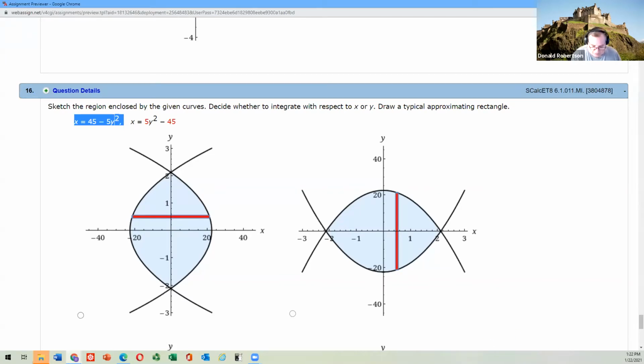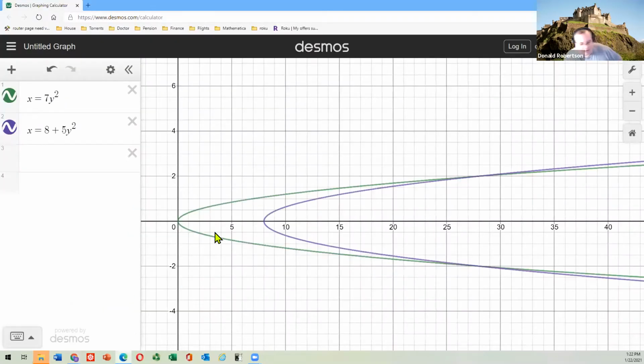I'm not sure if this is going to work. I hope it does. Are you looking at Desmos now? Oh, great. Saves me having to do a lot of work.